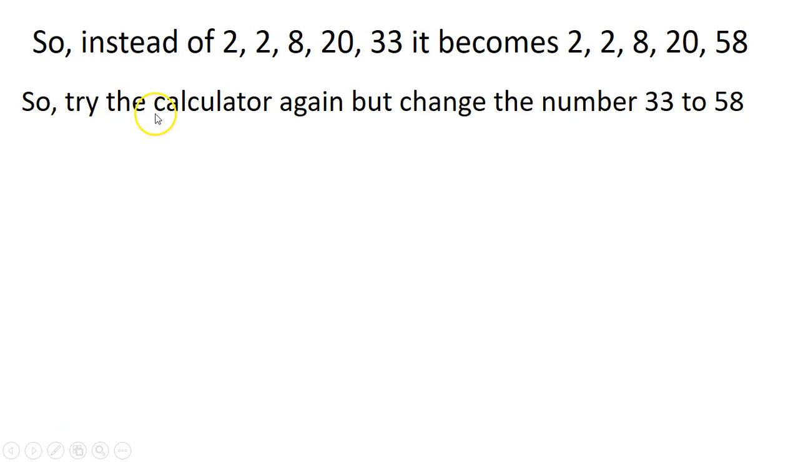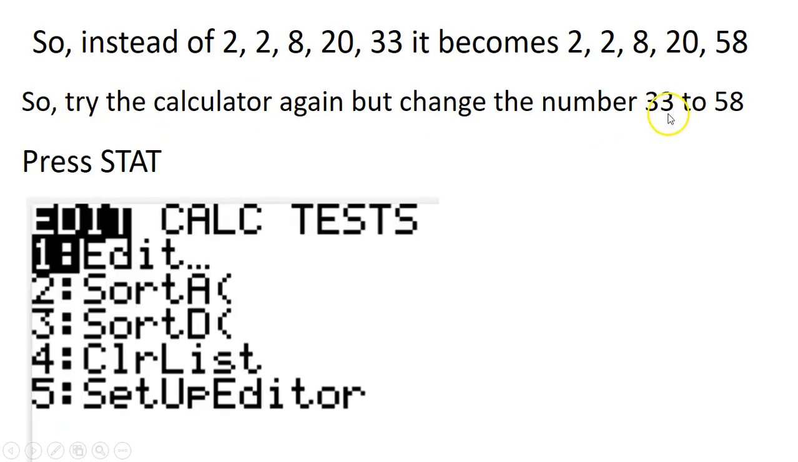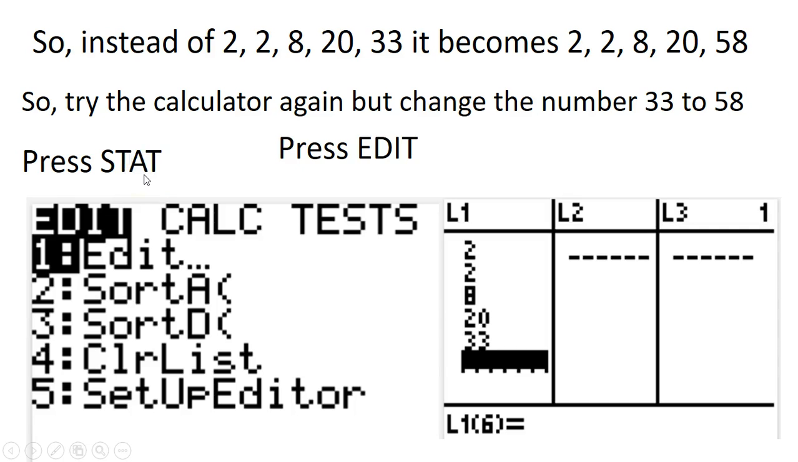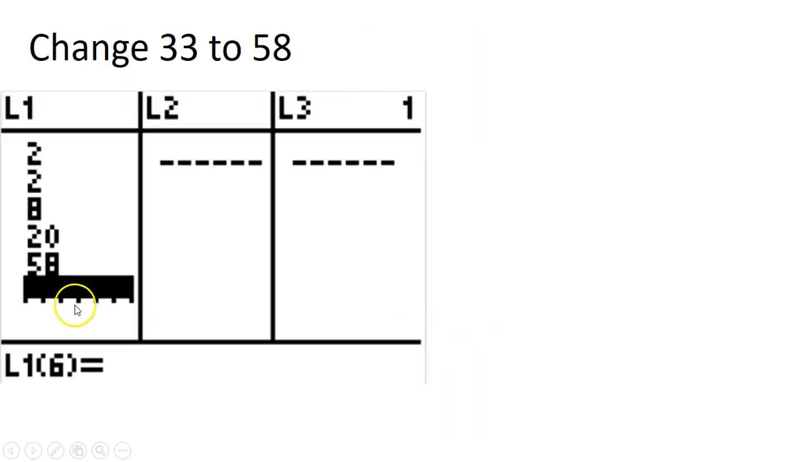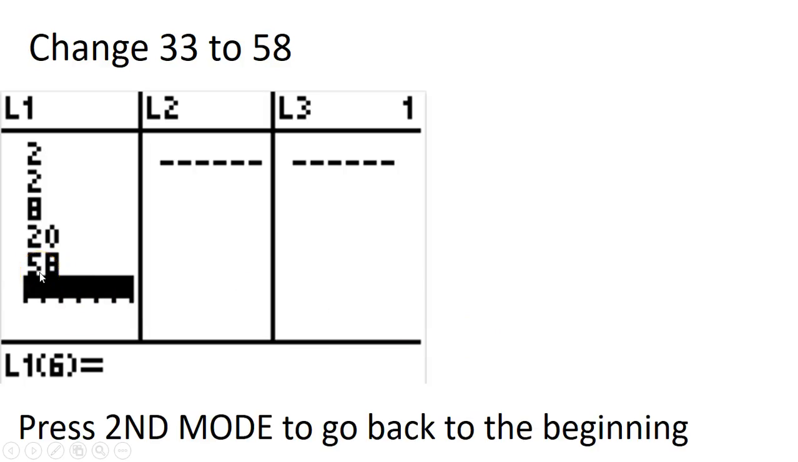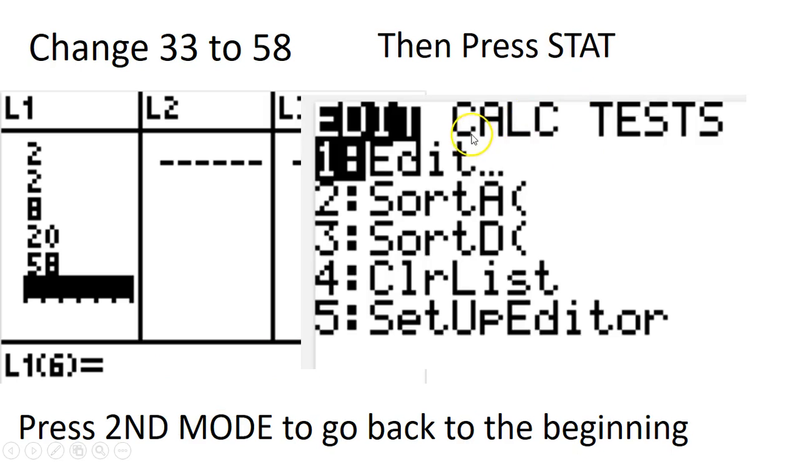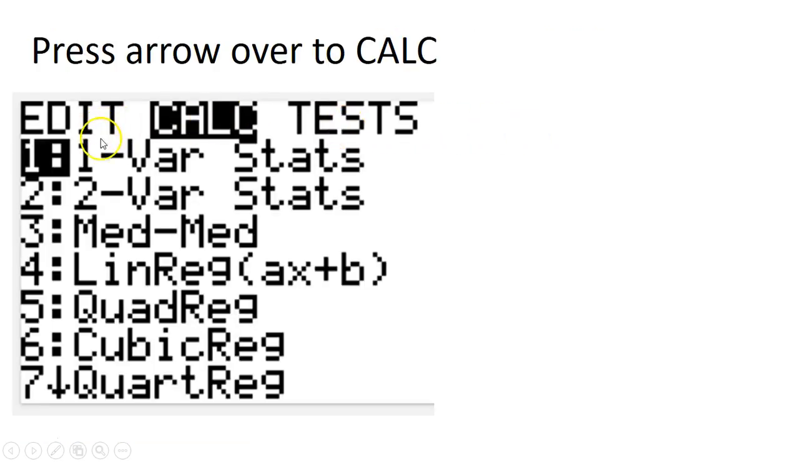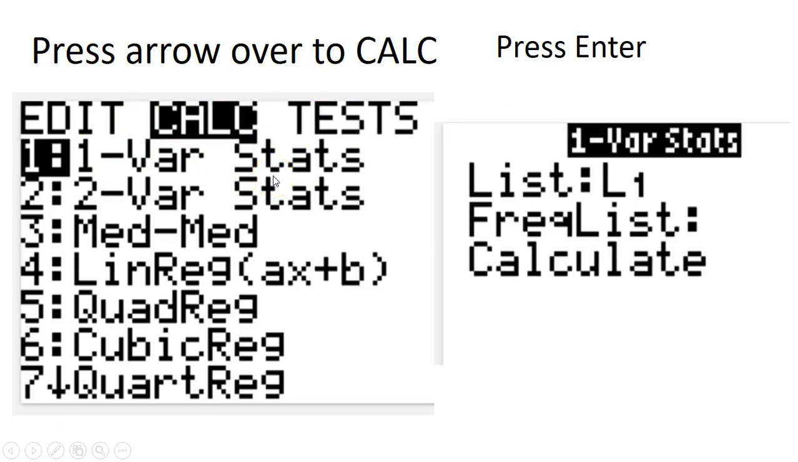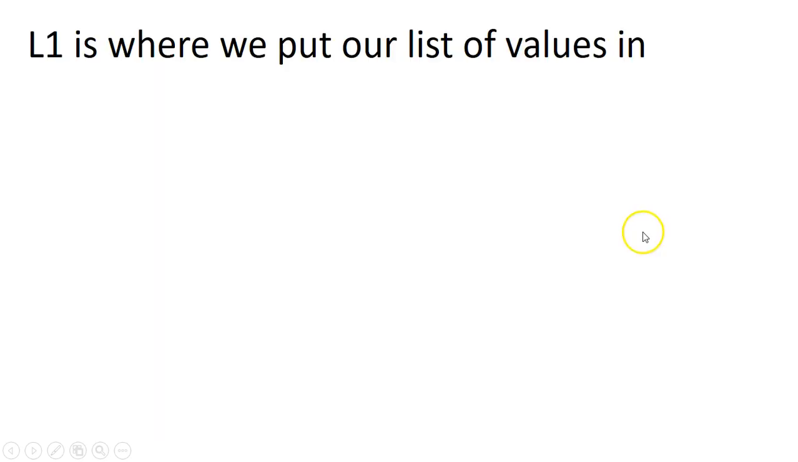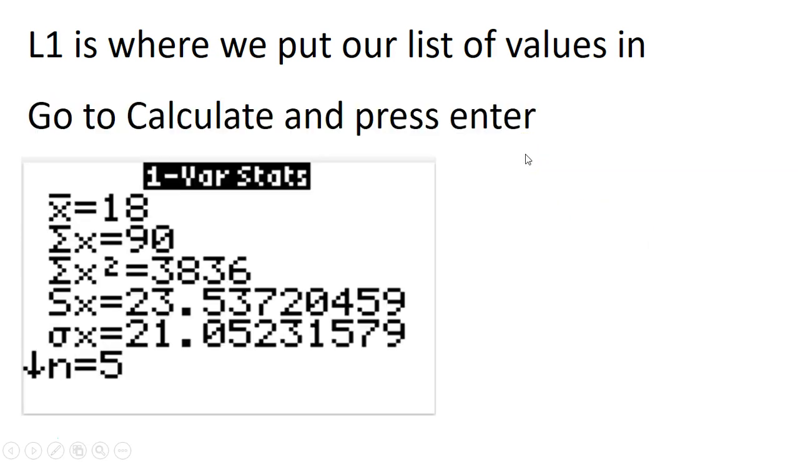So we plug this in our calculator. I'm just going to change the 33 to 58. So I go back to stat, I go back to edit, and that 33 right there, I'm just going to change it to 58. And then I quit out of there by pressing second mode. And then I press stat, arrow over, one variable statistics because we're only talking about one variable. I press enter. L1 is where we put our list. So you go to calc, press enter.